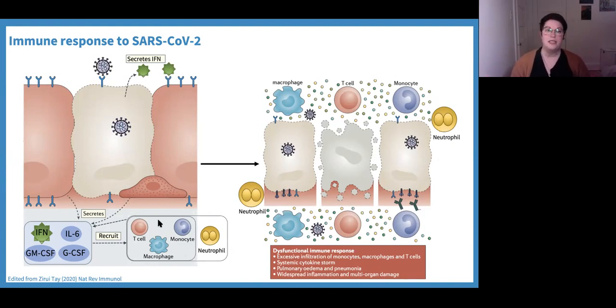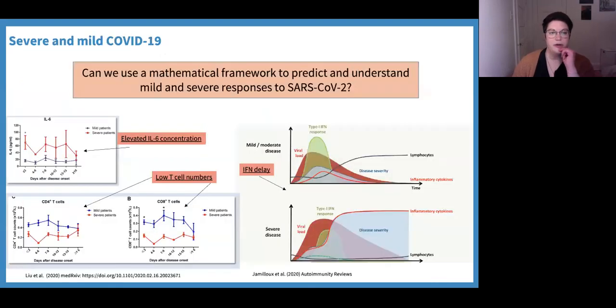There's no problem. But in dysfunctional immune responses, you have a large infiltration of monocytes, macrophages, neutrophils. You have this so-called systemic cytokine storm, where you have really high elevated concentrations of inflammatory cytokines, and you have widespread damage in the lungs because your innate immune system is going kind of crazy and the adaptive immune system can't really overtake it.